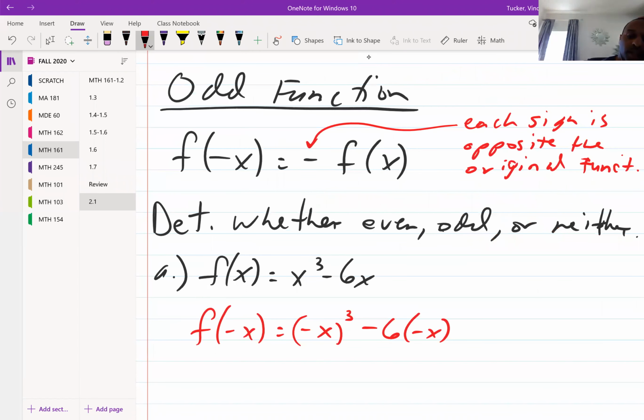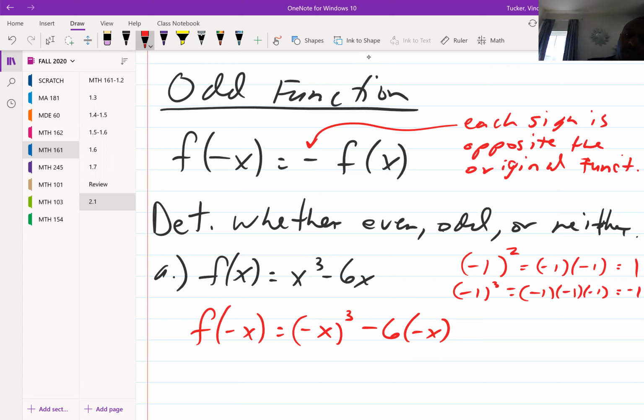So don't forget the effects of an odd power versus an even power, and that's where this even and odd terminology comes from. Negative 1 squared, that's negative 1 times negative 1, is going to be a positive 1. Negative 1 cubed, negative 1 times negative 1 times negative 1, is going to still be a negative 1 because of the odd number of negatives. You'll always have one left.